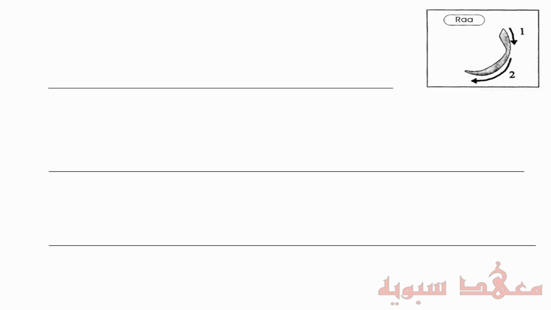Now, unlike the dal, which is more closed, the ra is open. So we start from probably about here, and then go down like this. See how it's open rather than closed like the dal. So that's how you write the ra. Now the ra in the beginning will be as follows.